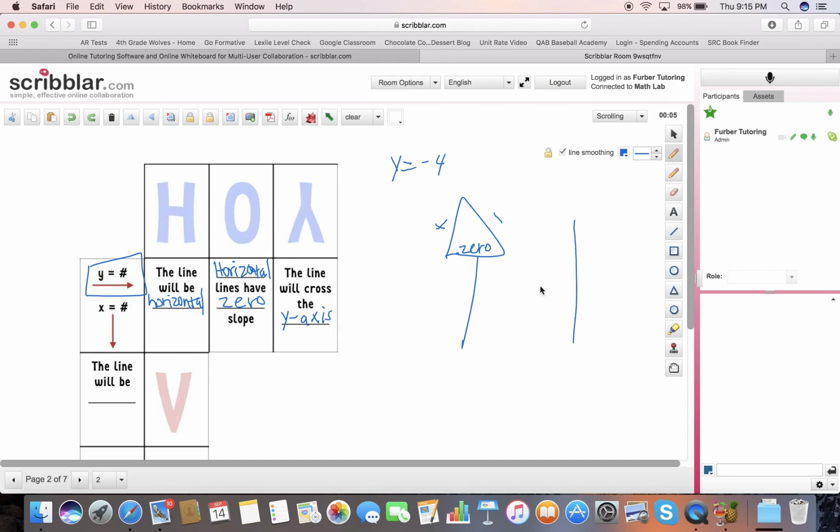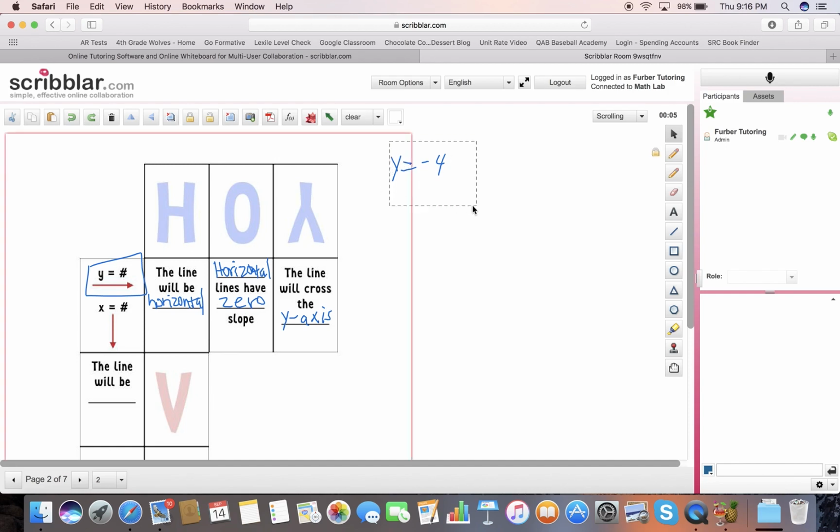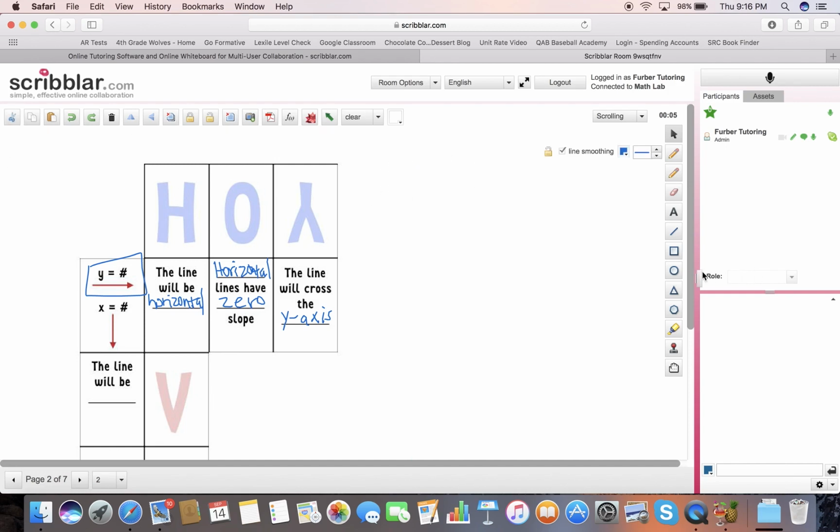Okay, so for example, if this was my coordinate plane and it was y equals -4, I would go to -4 on the y-axis and draw a horizontal line through that place where it touches the y-axis. So horizontal line H, 0 slope O, y-axis Y. That's going to help you recognize and understand what the letters in HOY represent.